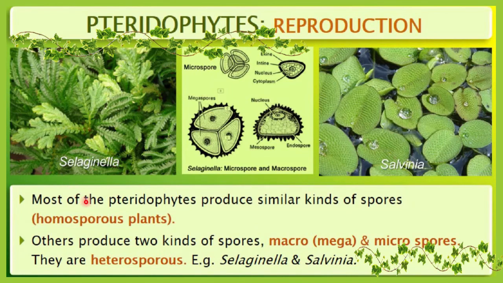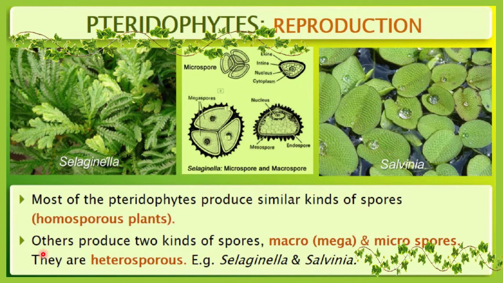Most pteridophytes produce similar kinds of spores, meaning the same size and the same appearance. If they produce similar kinds of spores, then they are considered homosporous plants. Here we cannot differentiate between microspores and megaspores. Both kinds of spores will be similar in size, look and appearance, so such a spore forming plant is called a homosporous plant.